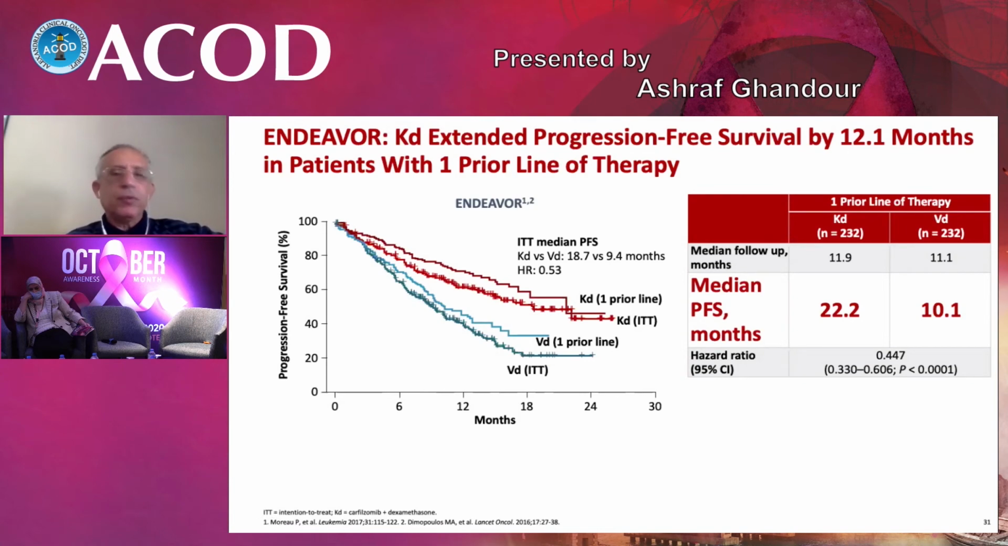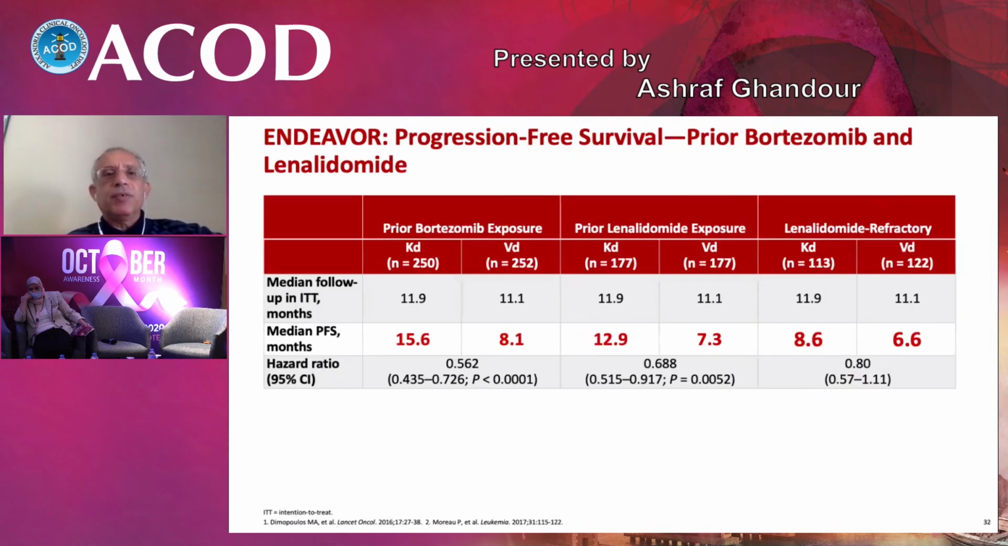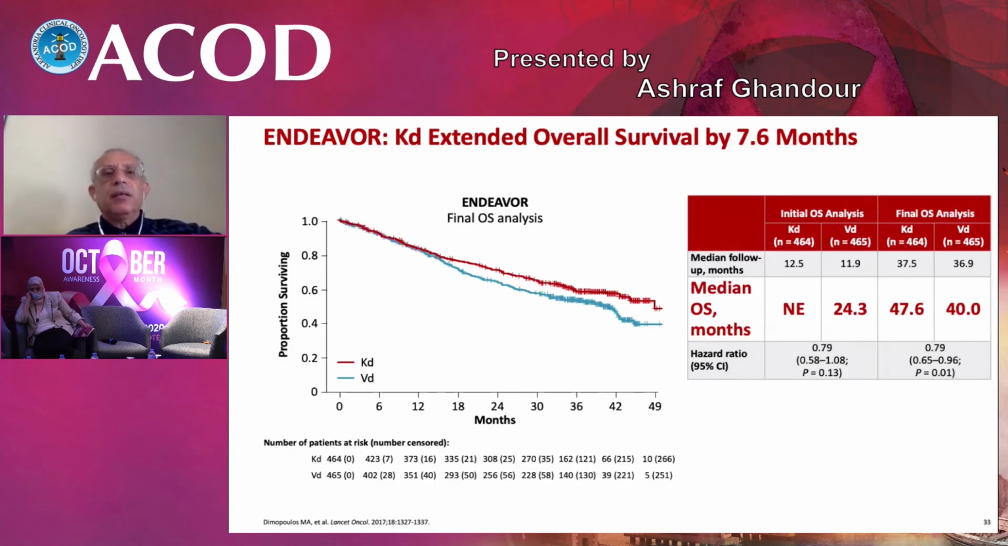So the use of a second-generation drug as early as possible is very important. Also in the ENDEAVOR study, progression-free survival in patients with prior proteasome and lenalidomide exposure increased, 15.6 months against 8 months. It's almost doubled. So there is no resistance: if the patient received a proteasome inhibitor before, there is no double resistance here, and we can use another proteasome inhibitor. KD extended overall survival by 7 months.